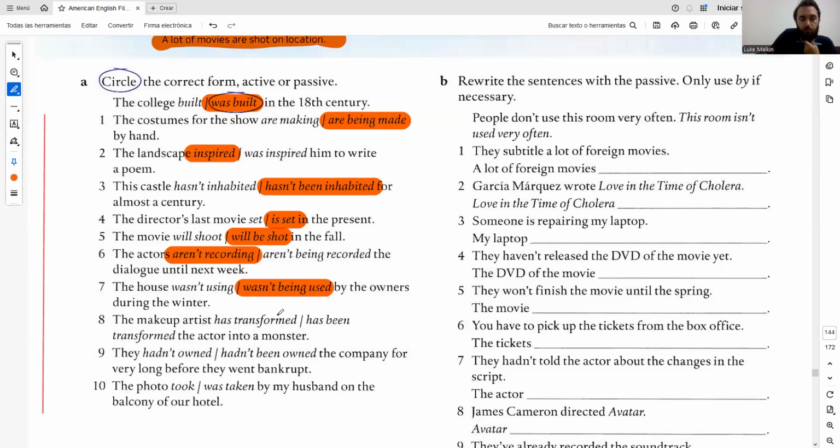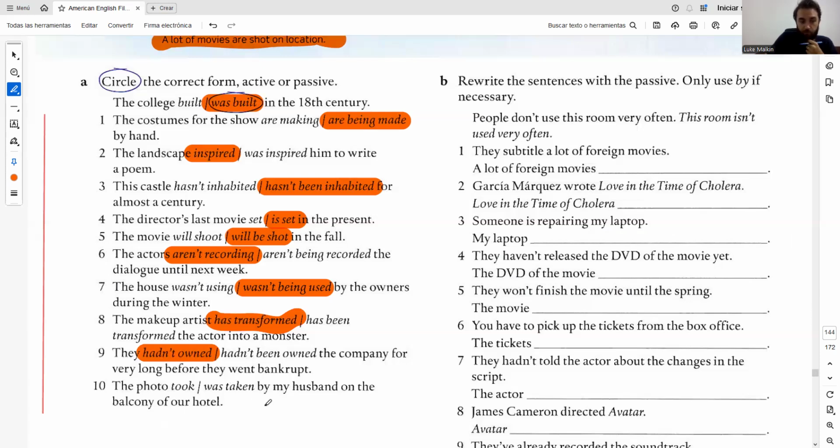Number eight, the makeup artist has been transformed the actor into a monster. The makeup artist has transformed into a monster. He or she transformed is active. Nine, they hadn't owned or they hadn't been owned the company for very long before they went bankrupt. This is an active sentence. They hadn't owned, past perfect.